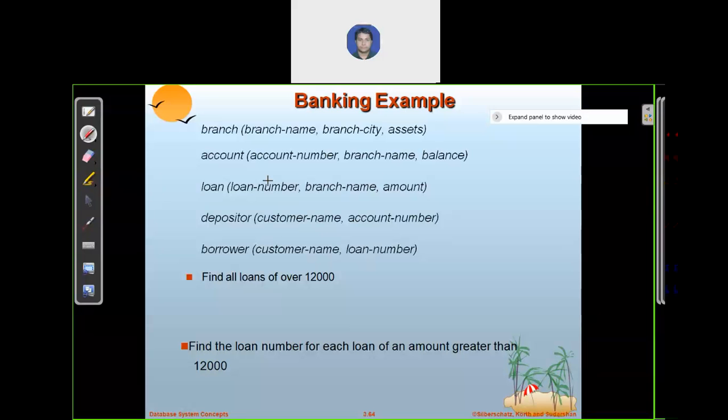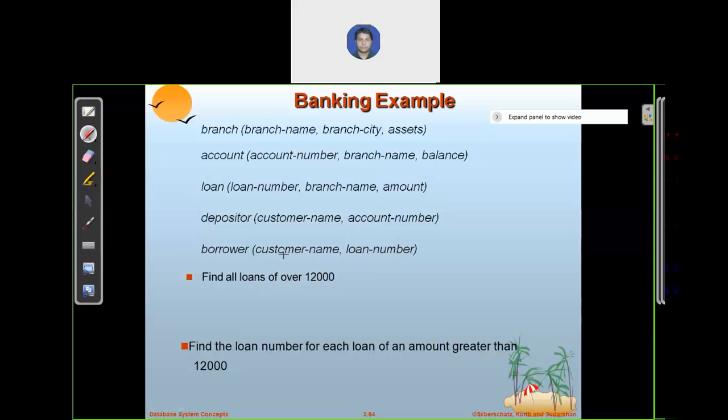Okay, so first we have a branch relation. In this branch relation, we have the detail of branch name, branch city, and assets. In the second relation, account, it has account number, the branch in which this account is held, and the balance of that account. Loan has loan number, branch name, and amount. Depositor is one relation with customer name and the account number of the depositor. Borrower has customer name and loan number.